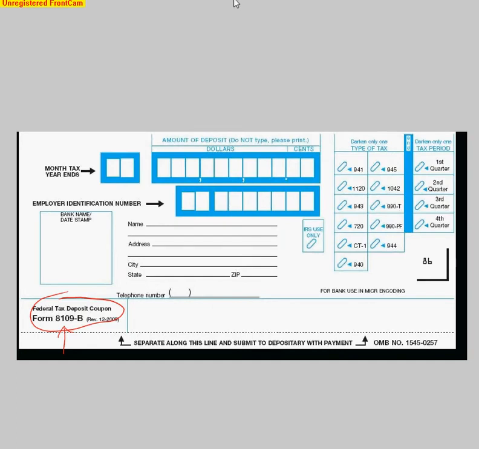Well, there's 2 sections here. We're going to be doing the 941 and we're going to be doing the 940. The 940, simplest one of all. We pay the FUTA tax, which is the federal unemployment tax. And say we're paying the federal unemployment tax for the very first quarter, so we would be checking off 2 things on this form: the 940, first quarter, and the dollar amount.